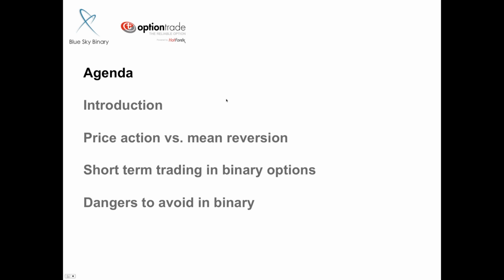So when we talk about short-term trading in binary options, everything is short-term. There are no long-term trades. The longest you'll get is maybe a month out, and that's quite rare. Normally it's end of day, and most traders, if you look at the distribution, trade very short-term, anywhere from a few seconds to a few minutes, all the way to 15 minutes to an hour.